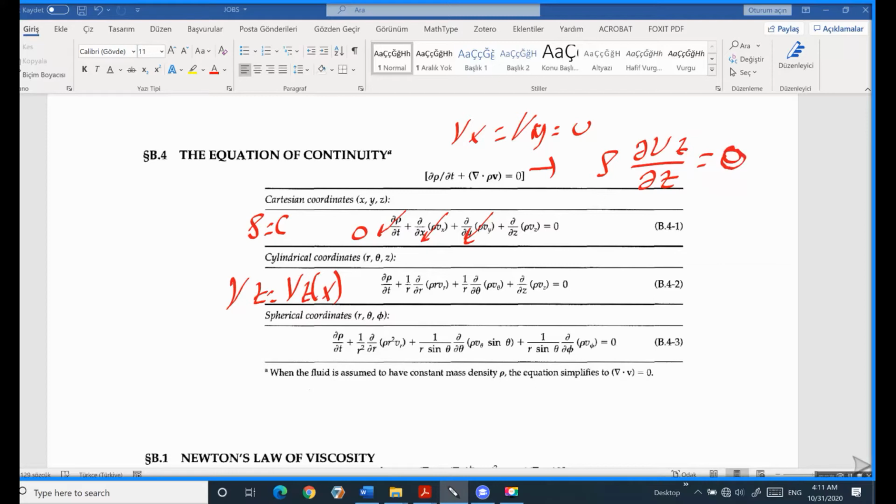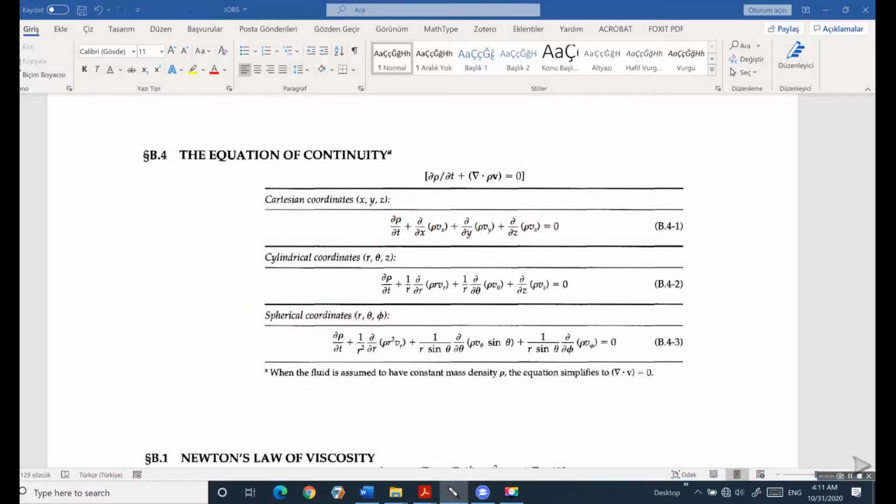On our system here, when the fluid is flowing in this direction, our velocity only changes in the x direction. It is not dependent on the z direction. Okay, this is the solution of our continuity equations.